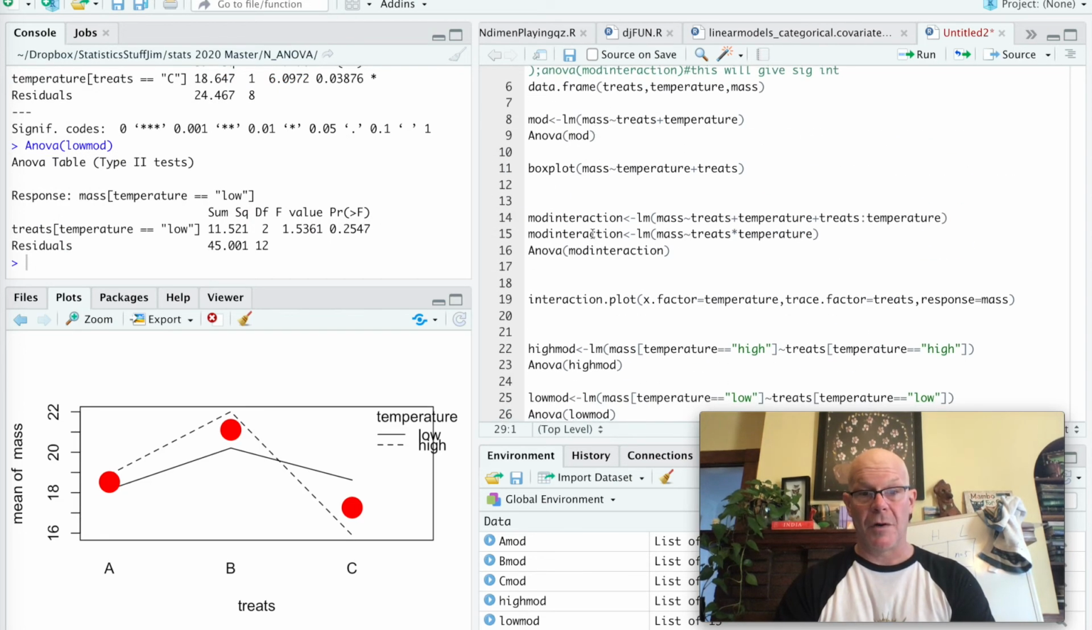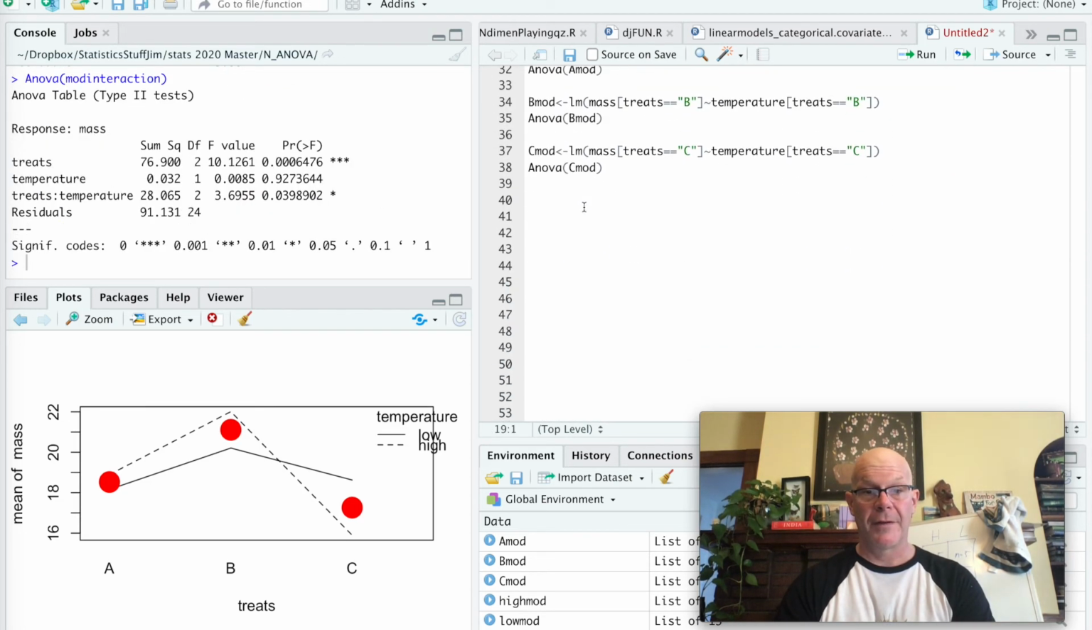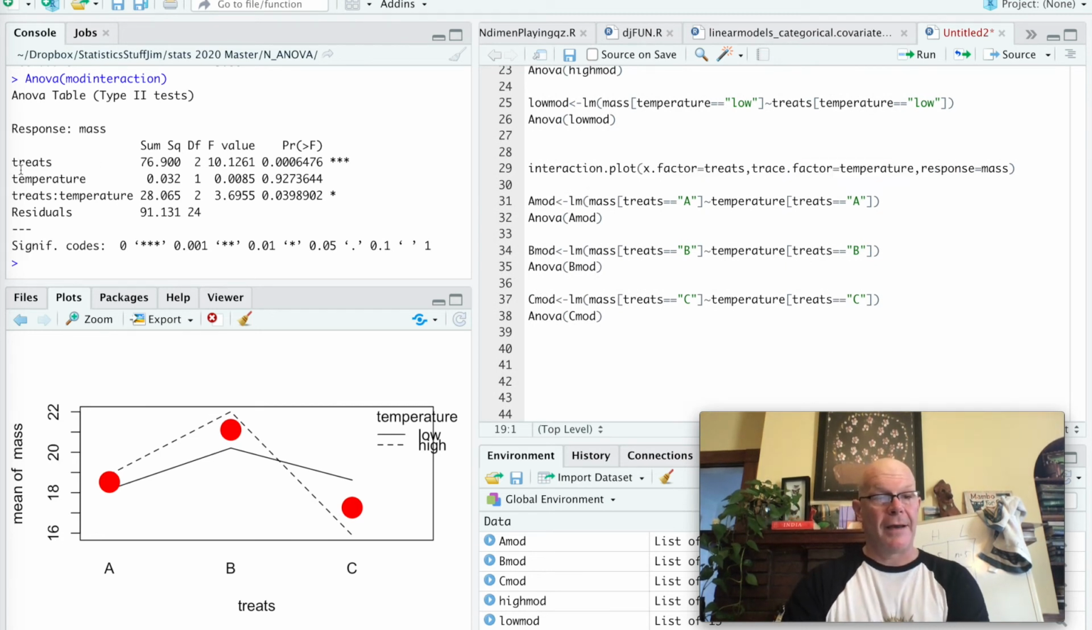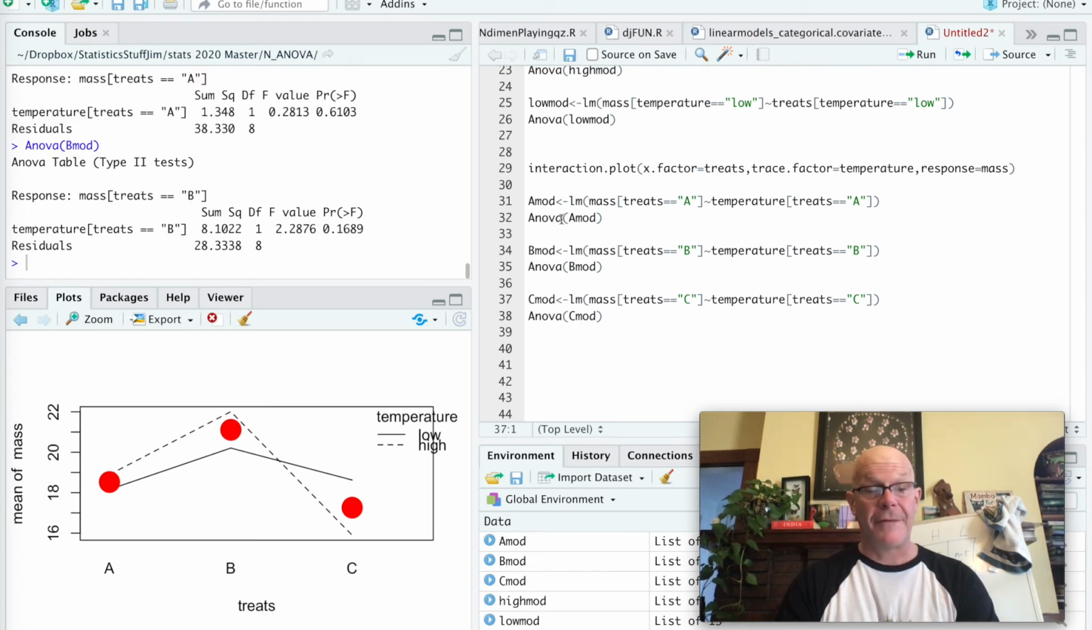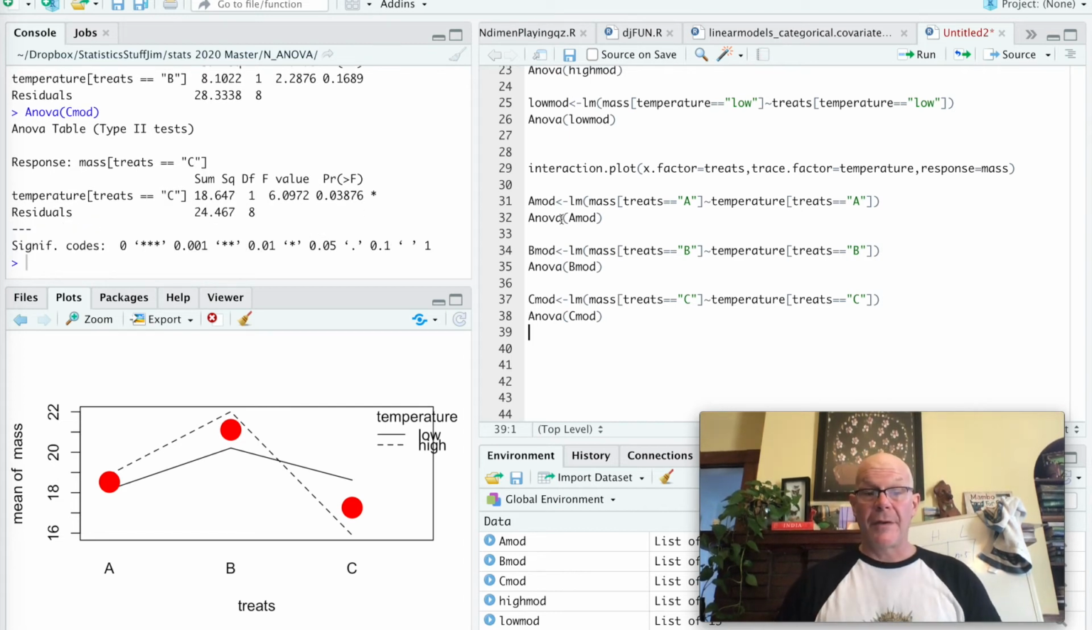Again, if we were to go back to our big ANOVA, we fail to find an effect of temperature. We do find an effect of treatment, but we have this significant interaction term. If we did not further explore, just like when we did it the other way around, we would be wrong assuming that there is no effect of temperature, because you're failing to detect an effect of temperature in treatment A. You're failing to detect an effect of temperature in treatment B. But in treatment C, there is an effect of temperature.